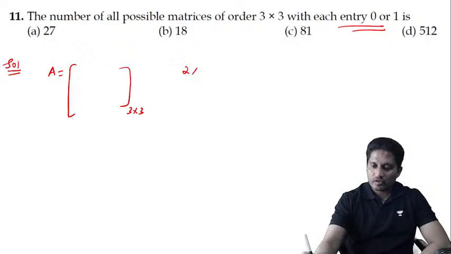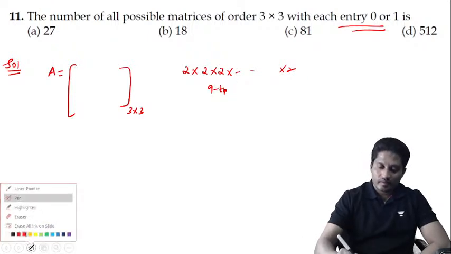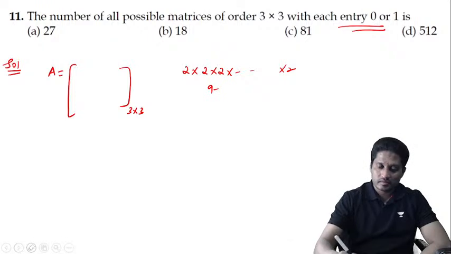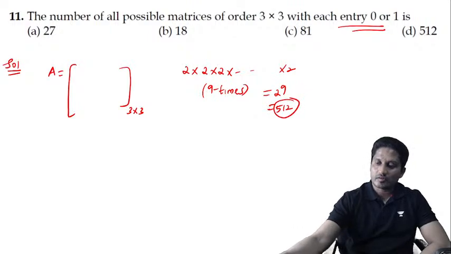The first place can be filled in 2 ways, the second place can be filled in 2 ways, the third place can be filled in 2 ways, and so on up to the ninth place. This is 9 times. So 2 multiplied 9 times, you will get 2 to the power 9, which is 512. Answer is option D.